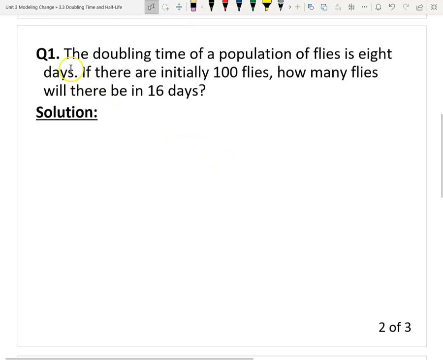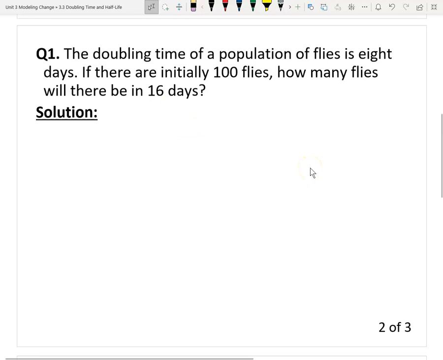Here is the first question. The doubling time of a population of flies is 8 days. If there are initially 100 flies, how many flies will there be in 16 days? First, we know the population of flies grows exponentially because there's a doubling time, right? And we look at the question, how many flies there will be in 16 days, which is the future value. Now we need the future value formula, right?